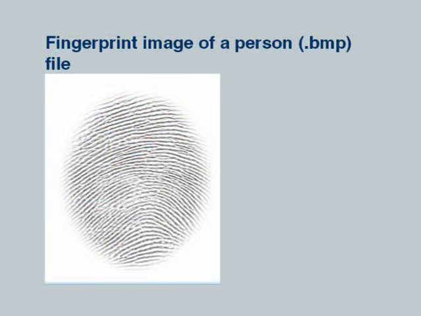Here is a fingerprint image of a person. You might see it as a slightly blurred image, and that happens because the image is a grayscale image. So it is neither white nor black. You will notice that the background is all white. There are in-between blackish lines but not fully black lines.